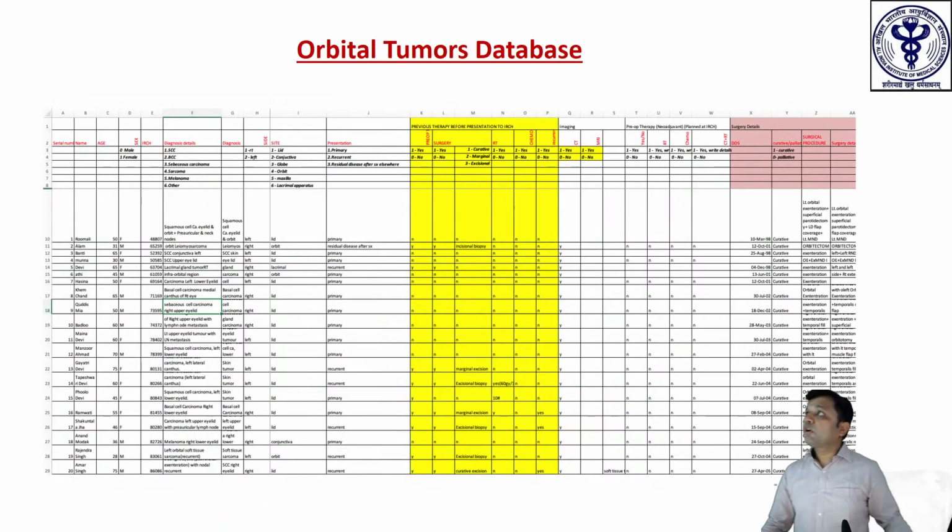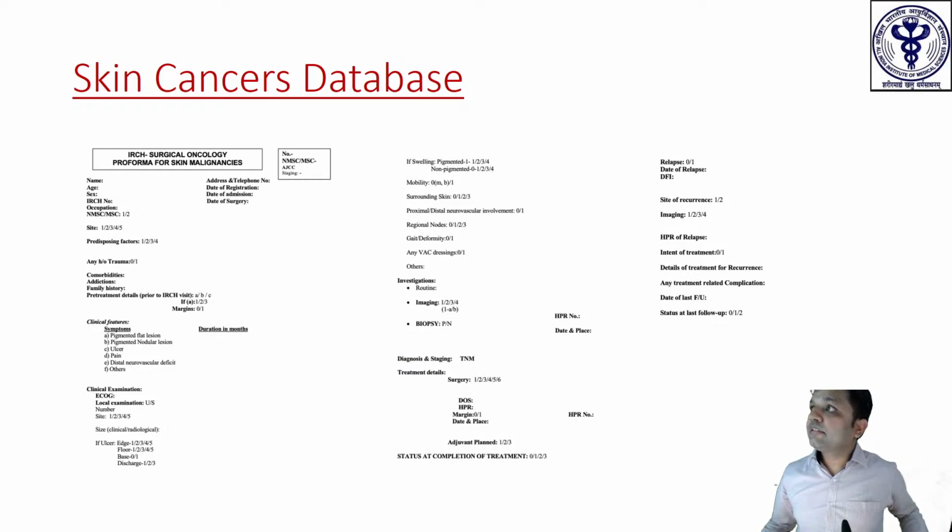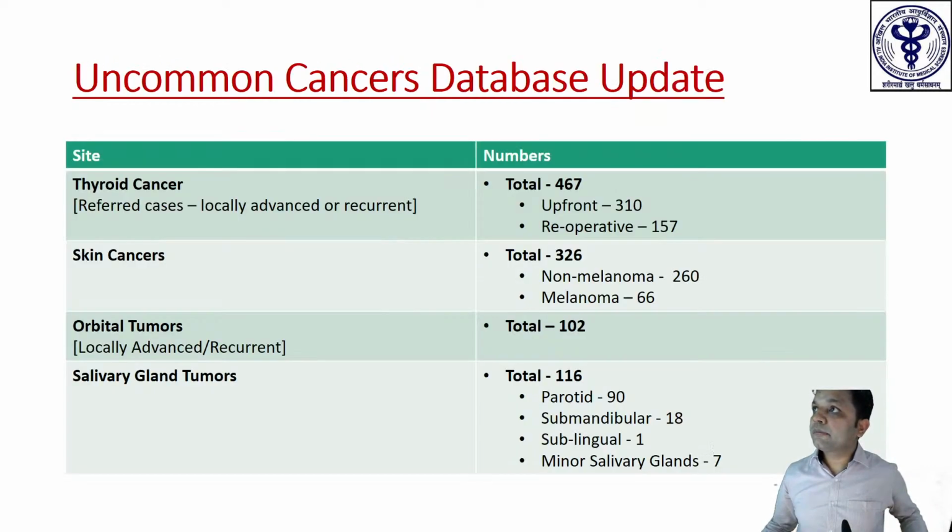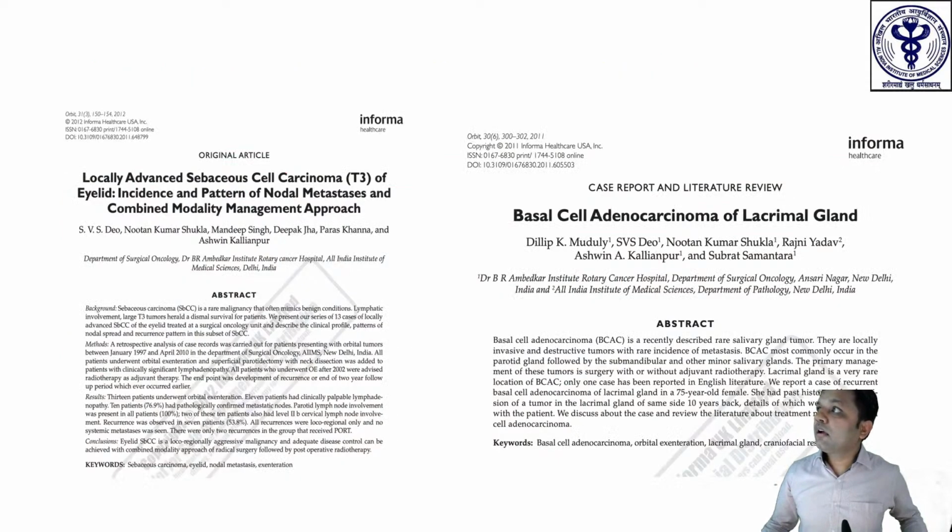This is a snapshot of the orbital database. There are around 78 fields in this database, and it is again comprehensive. For the skin cancer database, this is a proforma for entering the data. After entering in the proforma, the fields are entered in the computerized database. These are stats which I already told you about.